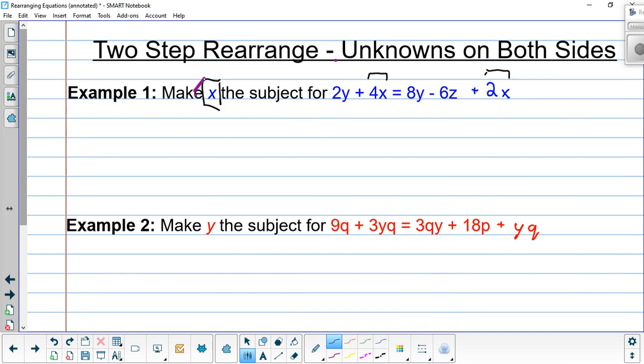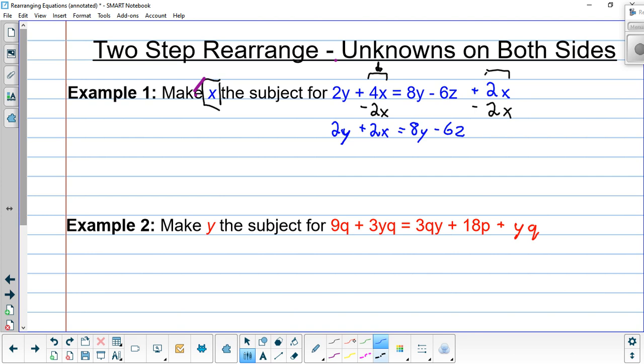So I notice that this one is more positive, so I'm going to choose to subtract off 2x from our right side. That means at the end our x will be positive, which is nice because then we don't have to swap all the signs of everything around. Okay, so let's rewrite what this is going to become. This will be 2y plus 2x equals 8y minus 6z.